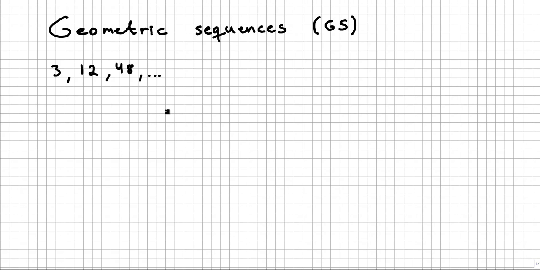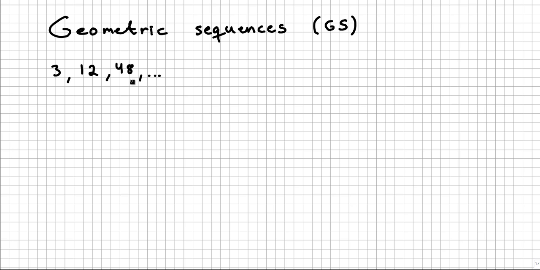Let's have a look at geometric sequences. Let's have a look at this sequence: 3, 12, 48, etc. Can we understand how this sequence is constructed, and can we find out the next terms?